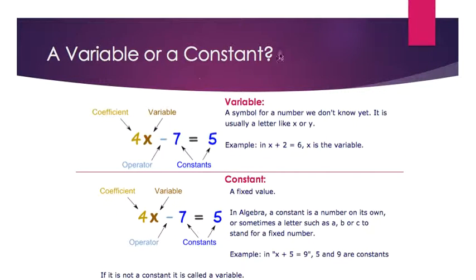A constant, on the other hand, is a fixed value. What that means is it's kind of a numerical value that you would typically think of in an expression. So in the equation x plus 5 equals 9, both 5 and 9 are constants. Sometimes a constant is a number on its own, and sometimes it also has a letter attached. That would be a variable that is related to the fixed number, and that's okay too.